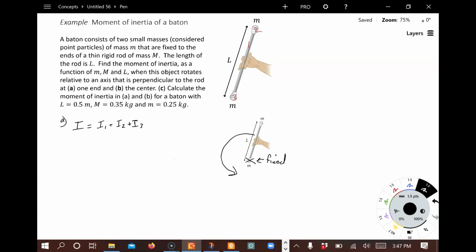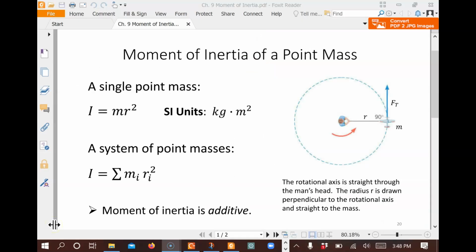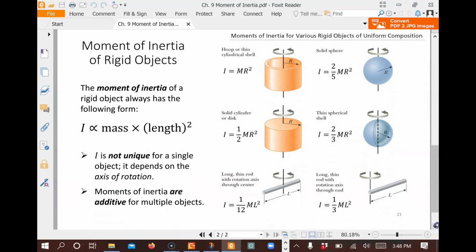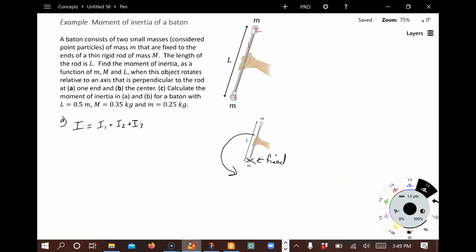Now we need to look up the equation for these objects. This PDF document gives us an equation for a point mass. We can see that I equals the mass times the distance r from the center of the circle squared. And if we have more than one object, we have to add those up for each point mass. In addition, we also have a thin rod that is rotated about its end. Here's a couple of thin rods. Here's the one about the axis of rotation through the end. That is 1/3 ml squared. Let's write that down. So for I1, for the rod, 1/3 ml squared.